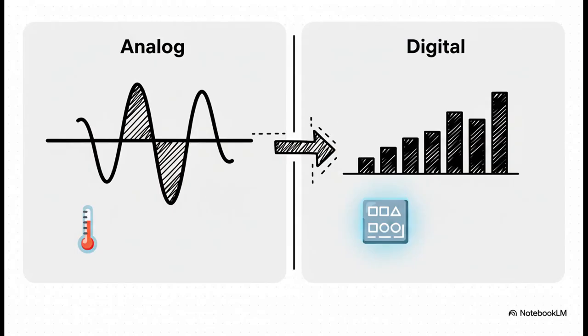So the key difference is this. Analog is a direct reflection of the continuous and often messy real world. Digital is an abstraction of that world, where everything gets converted into clean, precise numbers. You could almost say one is a mirror and the other is a map.